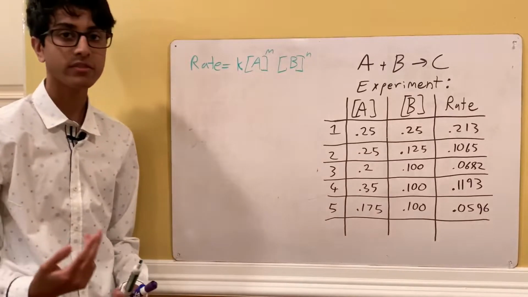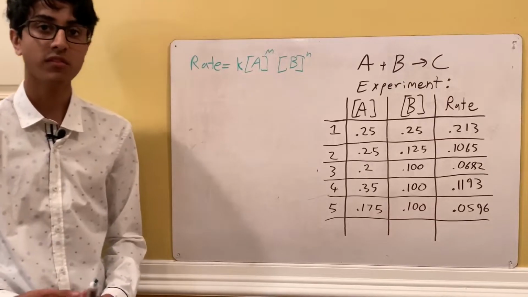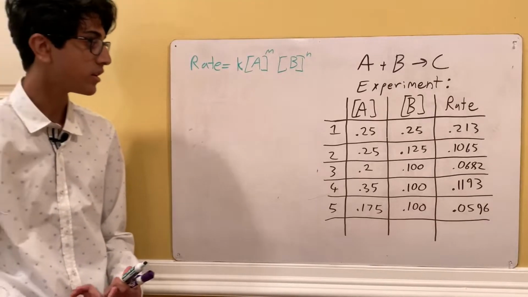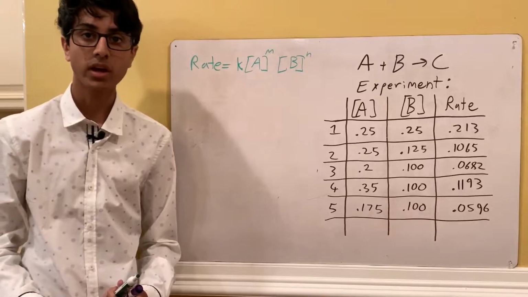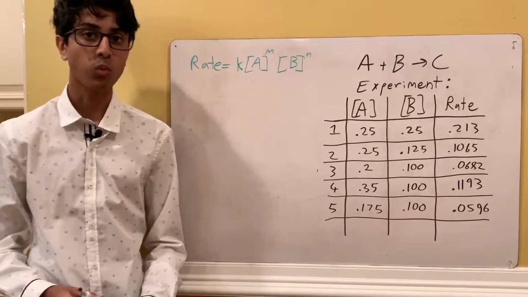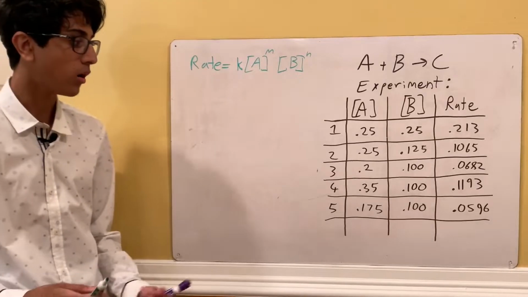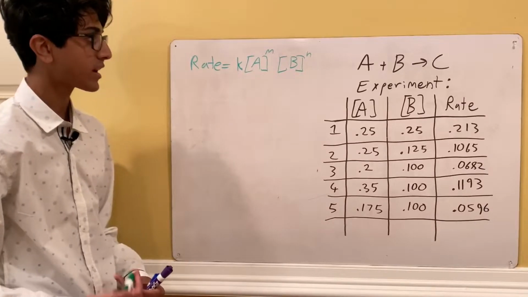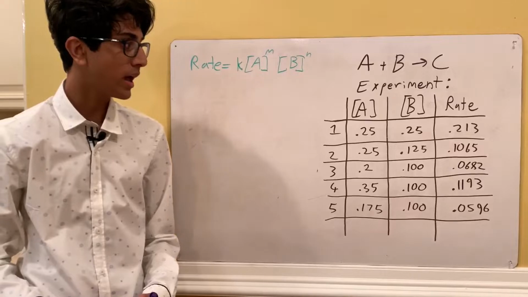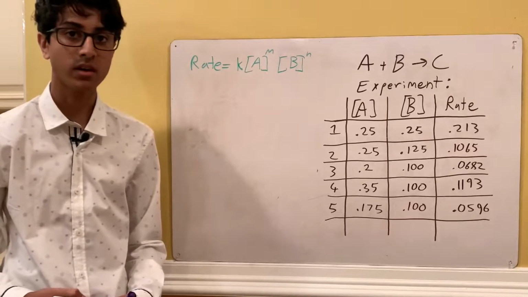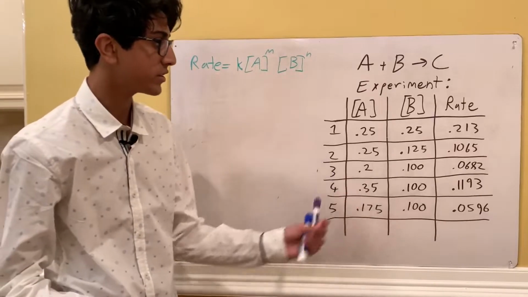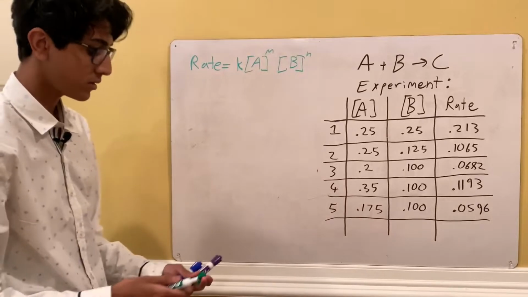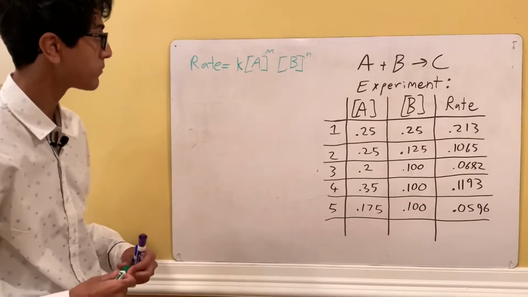I'm going to be showing you guys 2 ways how to find this. The first way is a bit harder and more complicated, but it's way easier to use on more complicated and harder problems. And the second way is way quicker, and I would recommend that when you see easier to follow numbers in your table. So let's start off with the harder way.